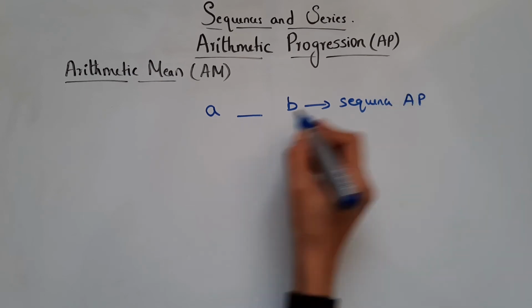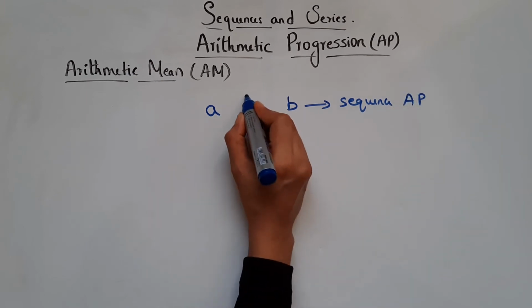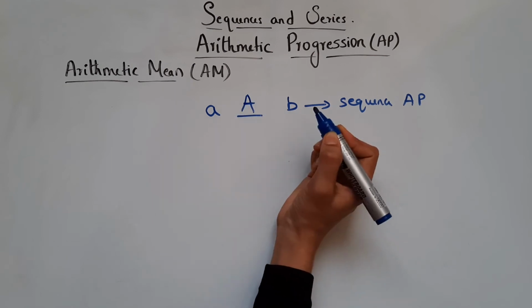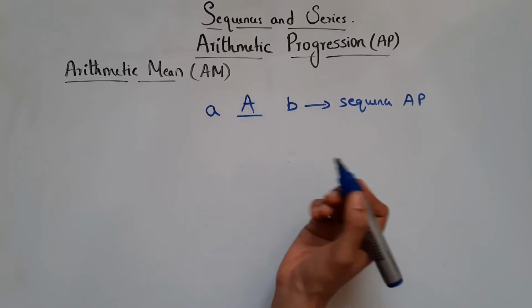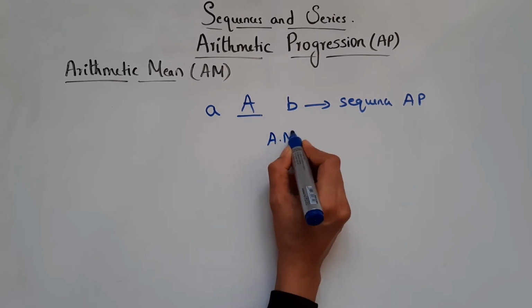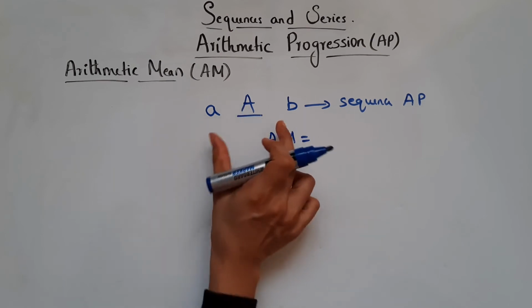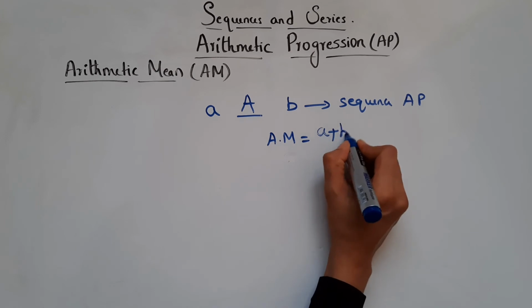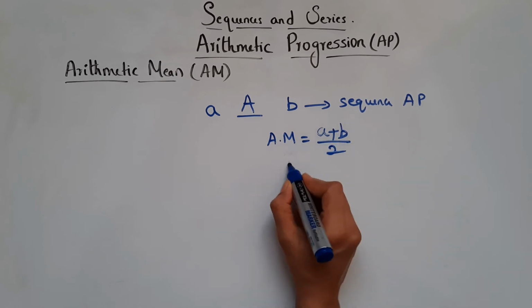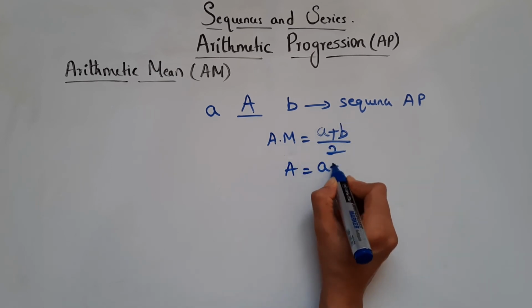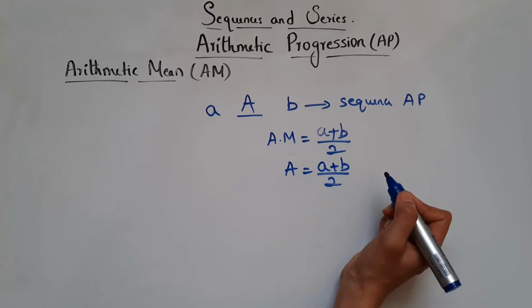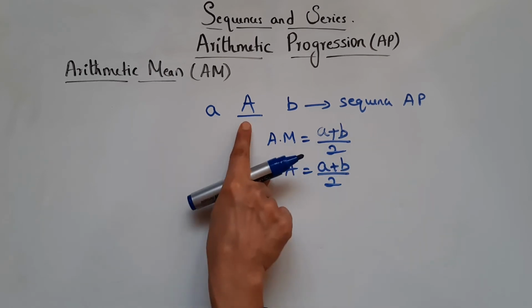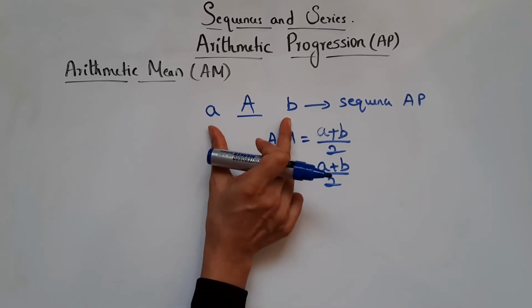Now what is this number? Let's take that as A. So this A is nothing but the arithmetic mean. That is nothing but the average of these two, a plus b by 2. That will give you that middle number. Or you can say A is (a plus b) by 2. This is when you have to add only one number in between two numbers, such that this sequence is in AP.